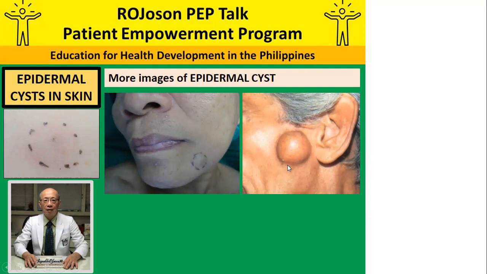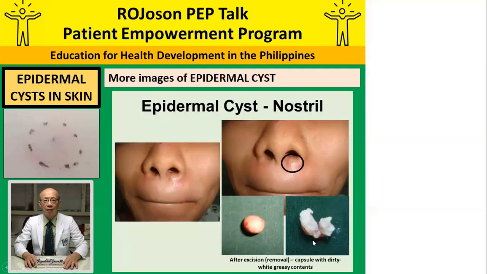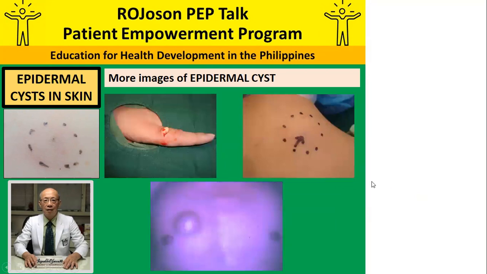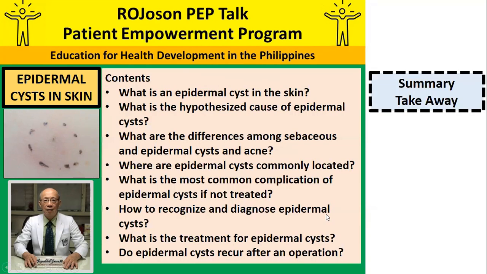Epidermal cyst on the face, a bigger one. Nostril, finger, shoulder, chest wall. It can occur anywhere. Okay.